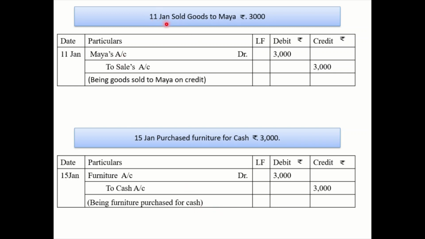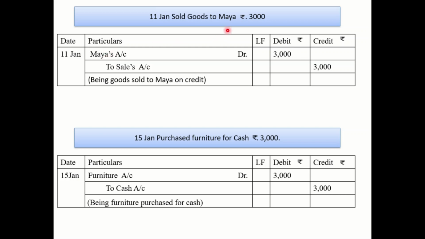11th January. Sold goods to Maya. Here also it is not mentioned whether it is a cash sale or credit sale. But the person's name is mentioned, which means we assume that the transaction is on credit basis. Date column: 11 January. Particulars: Maya account and to sales account. See, why is Maya account debited? Because Maya account is a personal account, and the rule of personal account is debit the receiver.